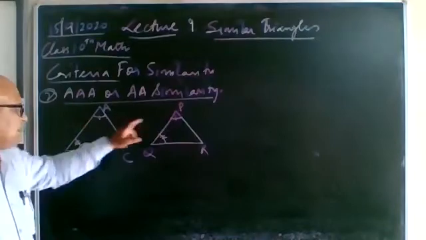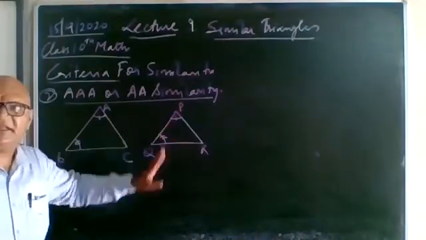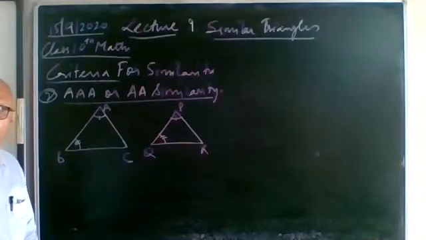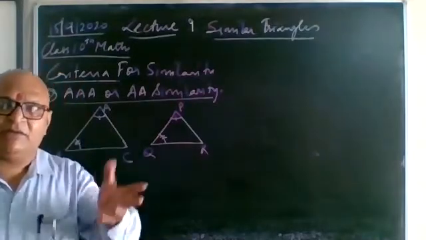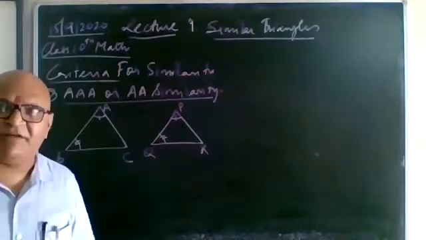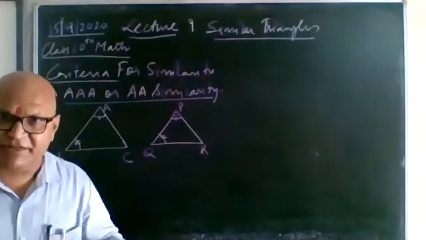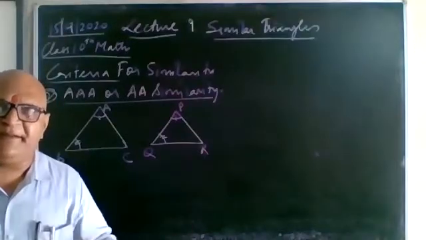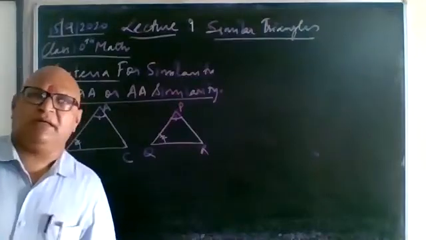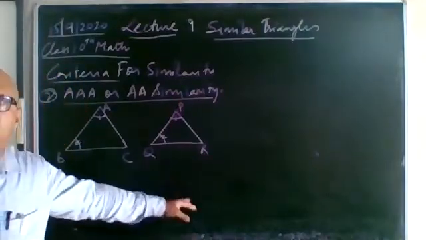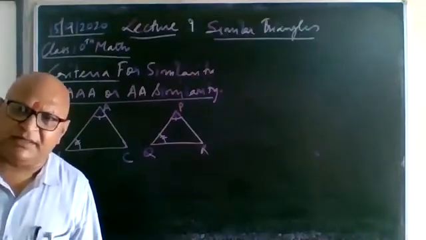If this is 60, this is 60, this is 80, this is 80. 60 and 80 is what? 140. And angle sum property of a triangle is 180 degrees. So 180 minus 140 will be what? 40 degrees. So the third angle will be 40 degrees. So double A similarity you can say, or if you have to prove that the third angle is equal, then you can say triple A similarity.